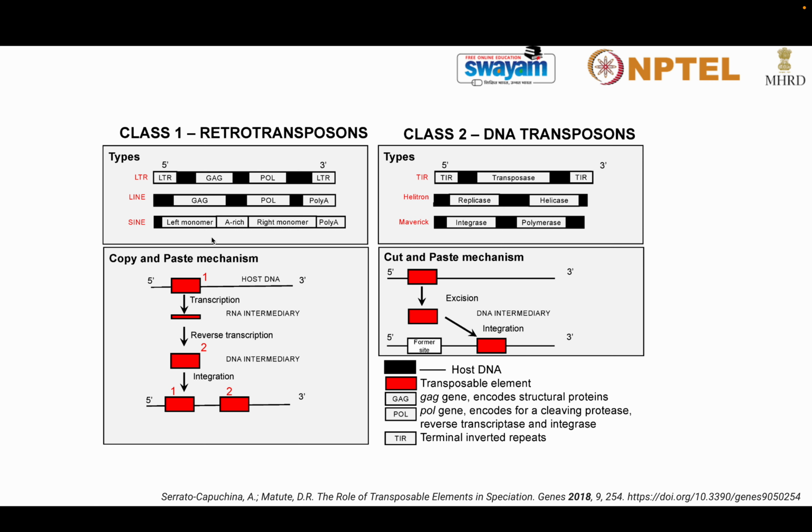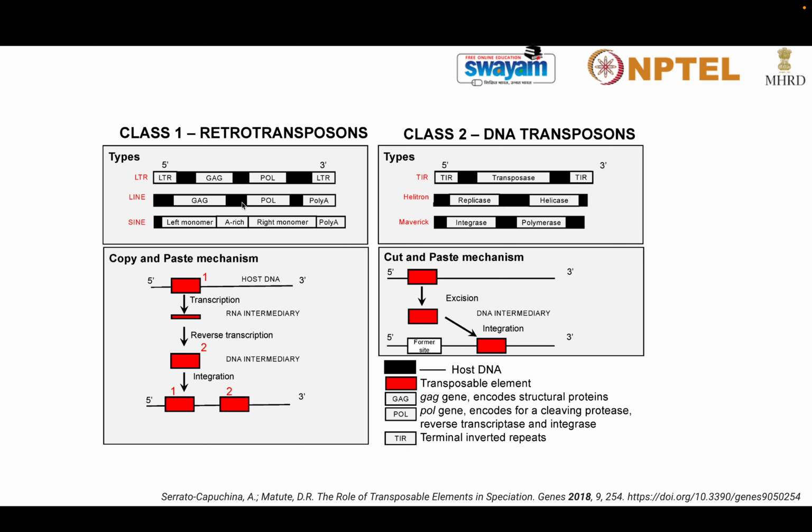Now, just for more clarity, you can see this. So class 1, as I have mentioned, are the retrotransposons. So they are categorized as LTRs, then LINE, SINE, they come under retrotransposons. Whereas in the DNA transposons, the types are TIR, Helitron, and Maverick. Now these transposons have the LTRs, long terminal repeats, and in between them, there could be some coding gene present. So these GAG, POL, represent the genes which can synthesize some proteins.